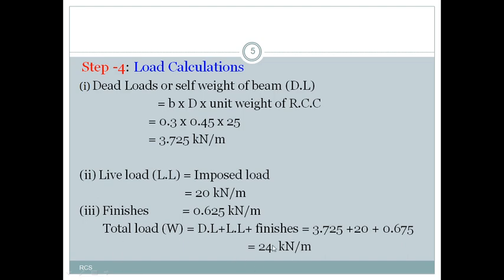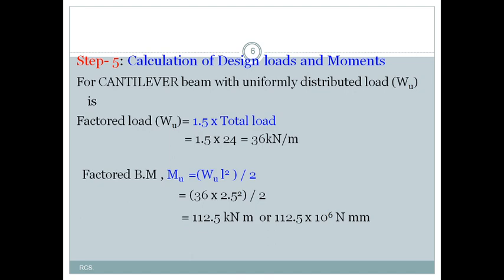This load is sufficient for calculating the dimension of the beams. Whatever dimension we have assumed, based on that the total load we have calculated is 24 kilonewton per meter. This load can be borne by this dimension of a beam, right? Then we have to enhance this load by assuming a suitable partial factor of safety, that is given in this step.